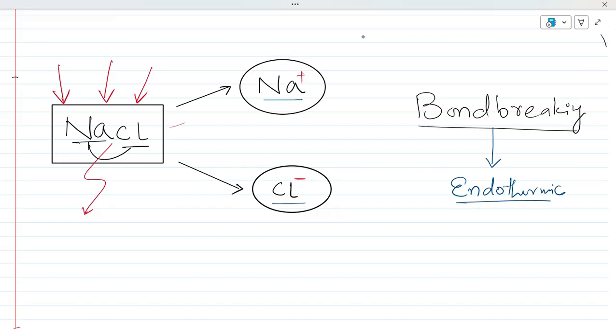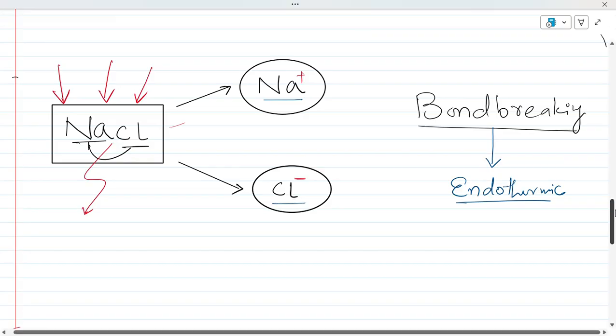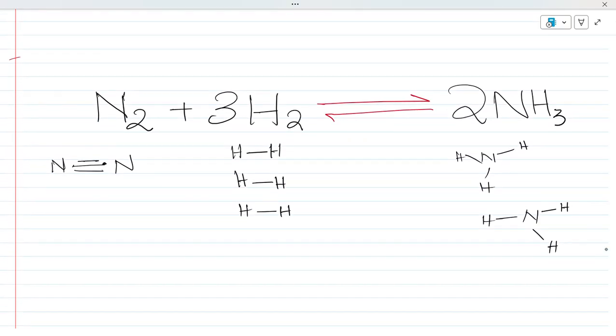So for any chemical reaction, if it is bond making, we will call it an exothermic process, and if it is bond breaking, it is an endothermic process. But now, not all chemical reactions are just bond making and bond breaking. Let's take an example of the preparation of ammonia.